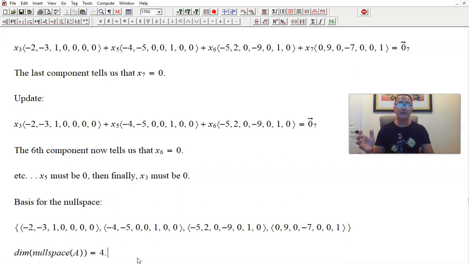And that's because for the row space and the column space, you count the number of leading ones, 3 leading ones. For the null space, you count the number of free variables, which were x3, x5, x6, and x7. You have 4 free variables. That's the dimension of our null space.